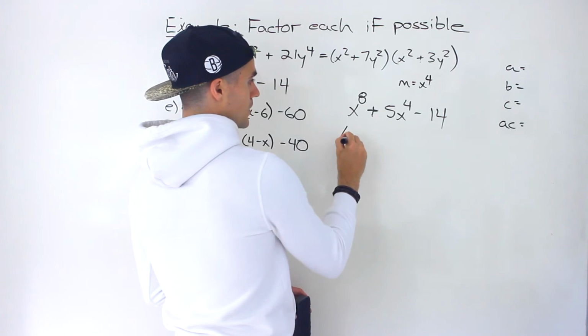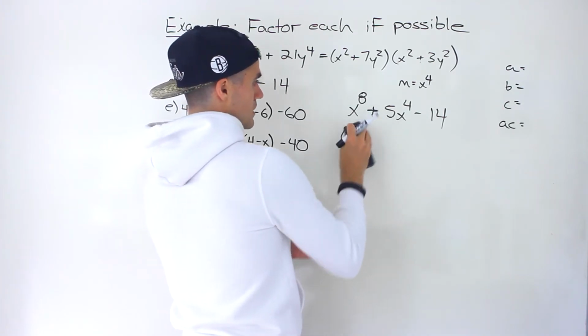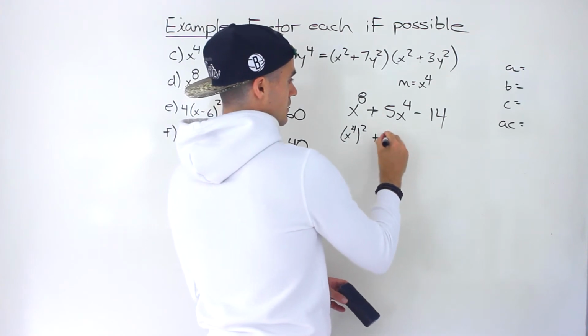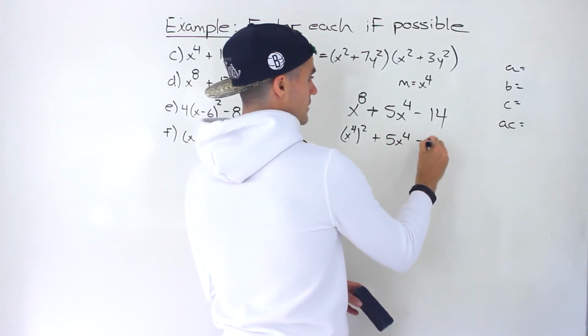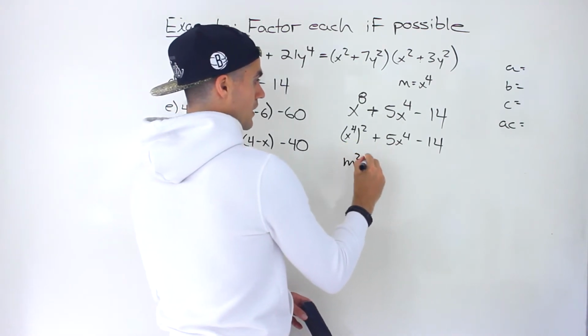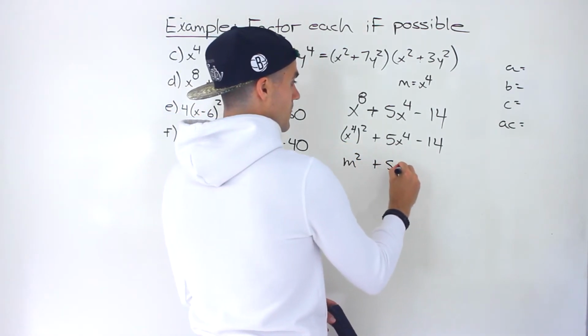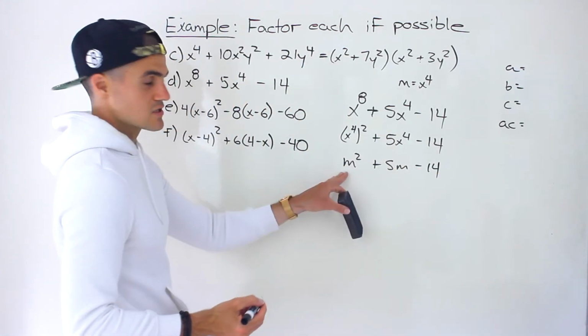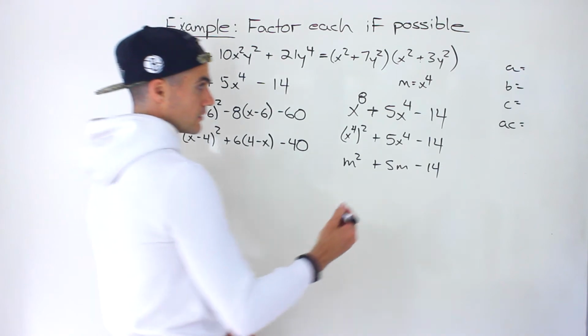So this x to the 8 we can actually rewrite as x to the 4 squared plus 5x to the 4 minus 14. And then let's bring in that m for the x to the 4. So we'll have m squared plus 5m minus 14, like that.